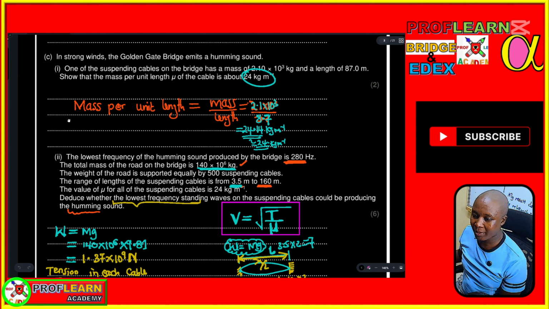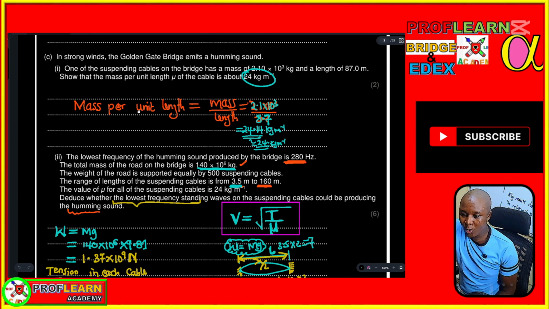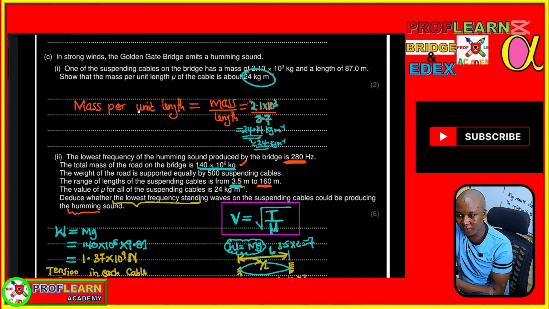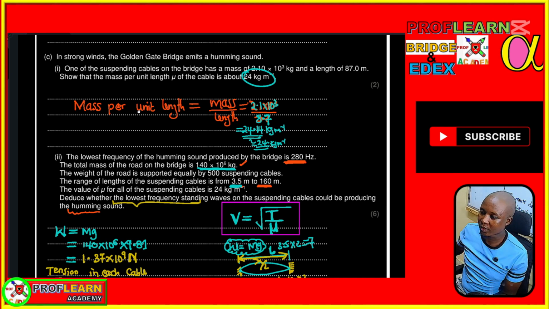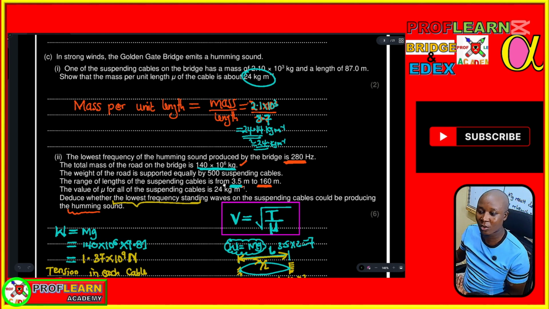So for you to find mass per unit length, we are going to say it is the mass of the wire divided by the length of that wire. In this case, we're going to say 2.1 times 10 to the power 3 divided by 87, and if you work it out, you're going to get approximately 24 kilograms per meter. So we're going to see how you use that knowledge in order to work out this question.